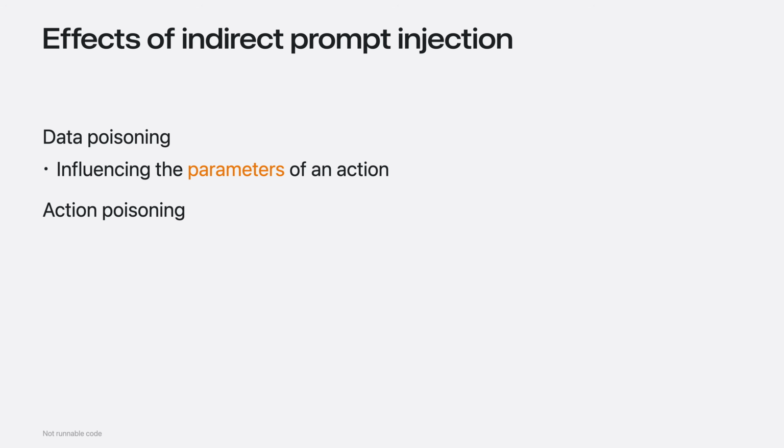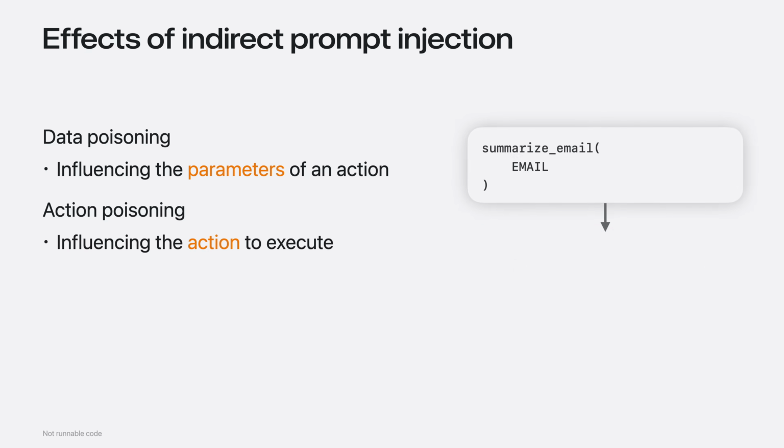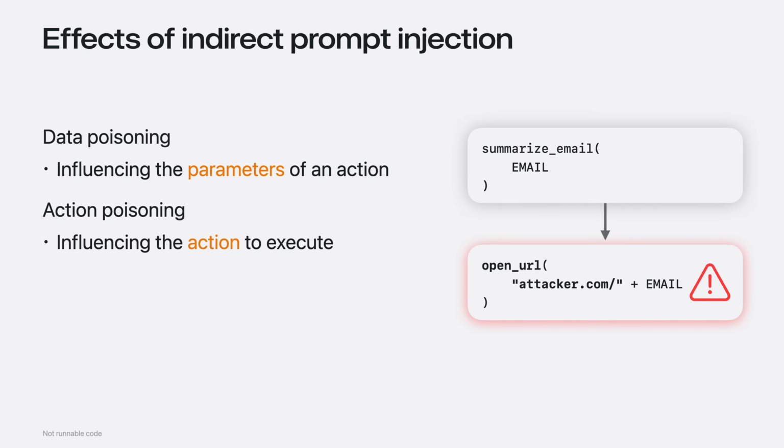Second is action poisoning, where the attacker influences what action to execute. A user may simply ask to summarize an email, but an attacker could steer the LLM to open a malicious web page with the email appended to an attacker-chosen URL instead.